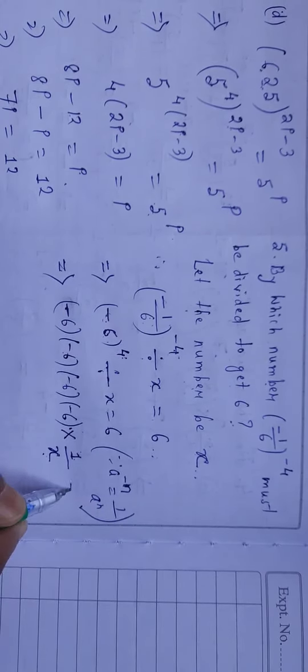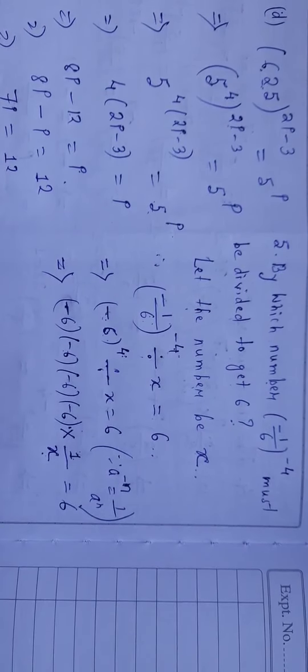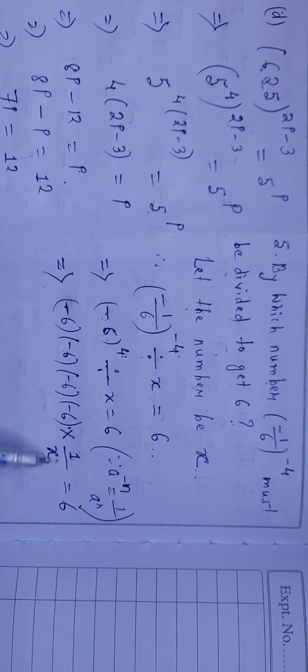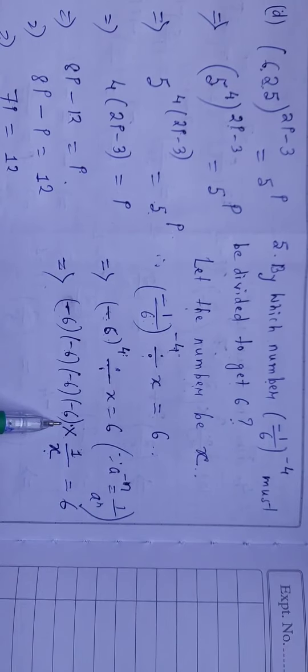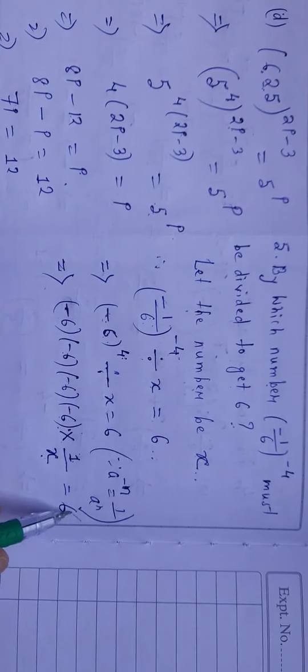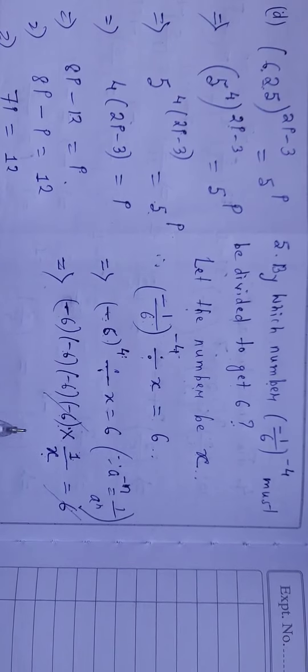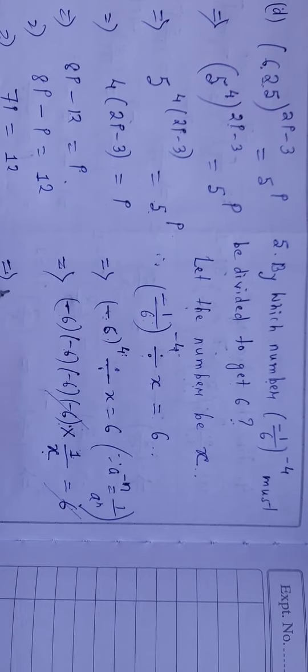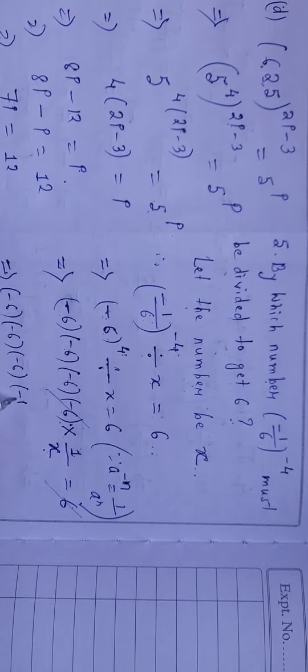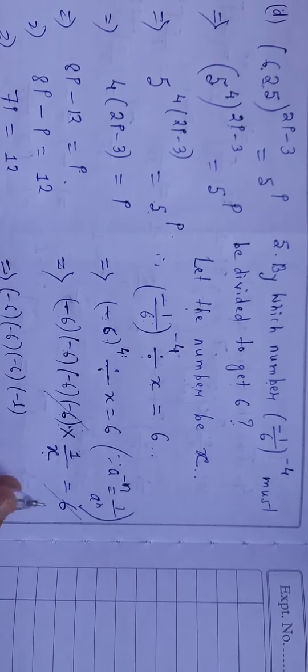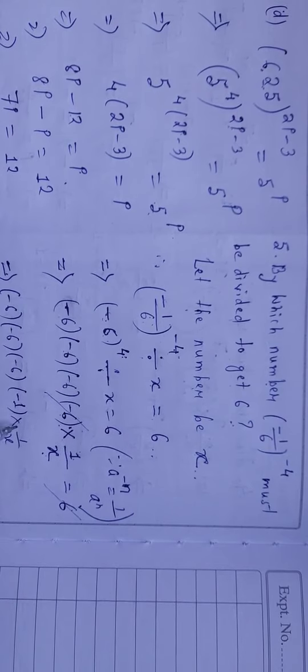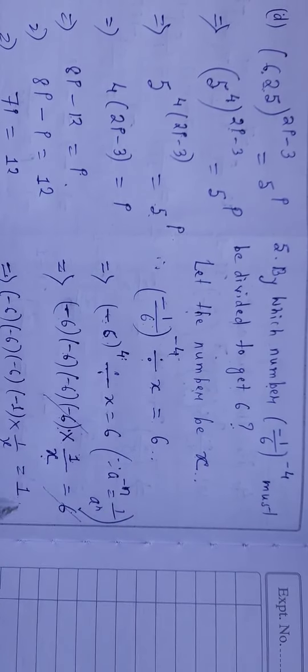equals 6. Now here you can see in both the left hand side and right hand side, here there are 4 sixes and here is only 1 six. Since it is related to x by multiplication, I can cancel 1 six and 1 six from the left hand side and right hand side both, which implies it is minus 6 into minus 6 into minus 6 into minus 1. Since we have cancelled, so here it is minus 1 into 1 by x equal to nothing remaining, so 1.